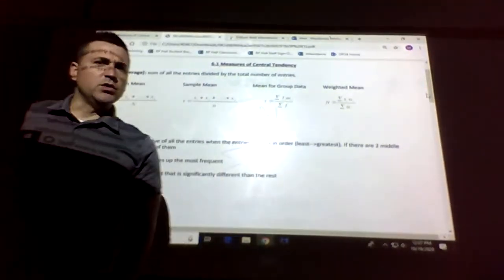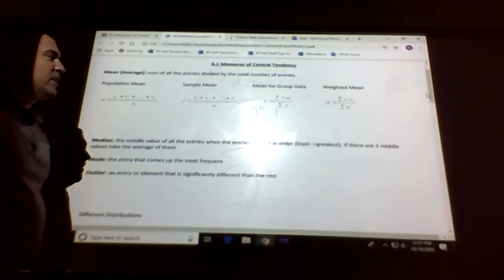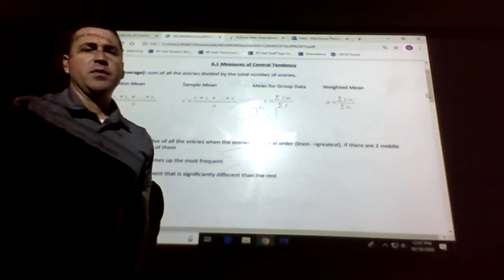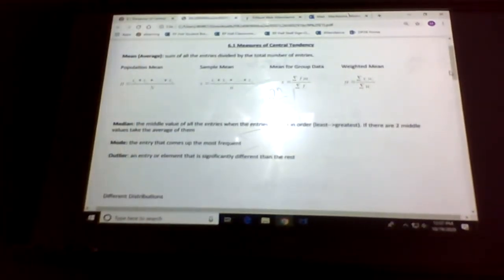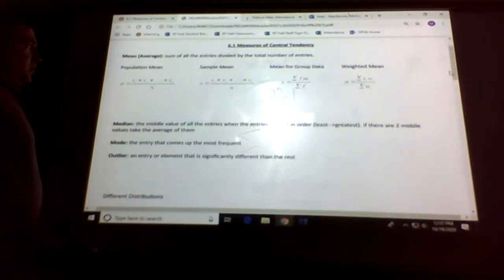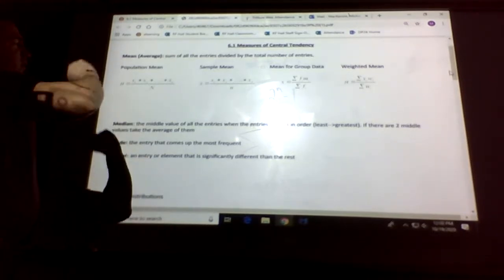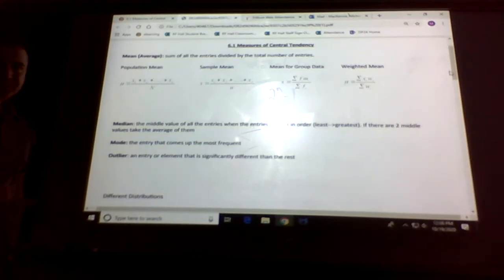Okay, so moving on to 6.1, measures of central tendencies. Some of the stuff you've done before in the past, probably grade 8, so doing mean, median, and mode. We're taking what you learned and taking it further. We're going to start with mean, which is the average.